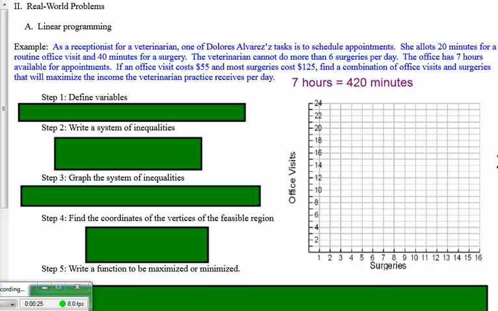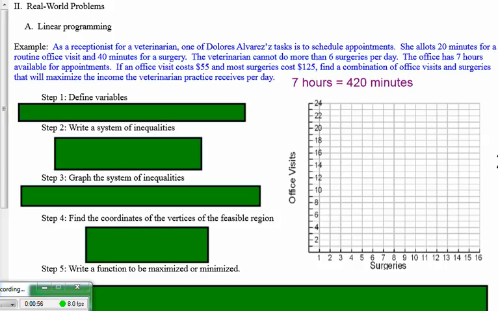The veterinarian cannot do more than 6 surgeries per day. The office has 7 hours available for appointments, so they only work 7 hours a day. If an office visit costs $55 and the surgeries cost $125, find a combination of office visits and surgeries that will maximize the income the veterinarian practice receives per day.